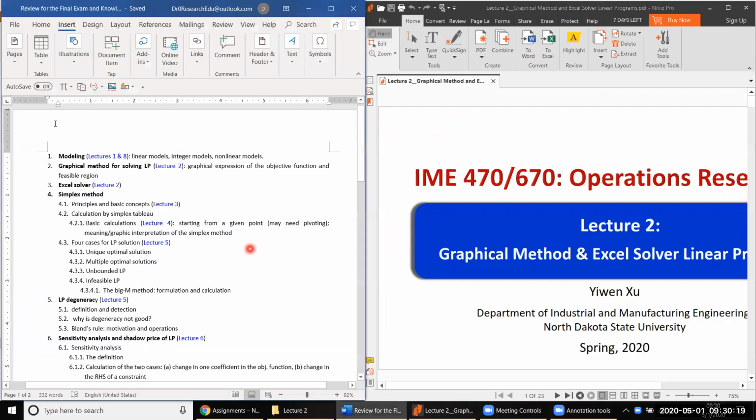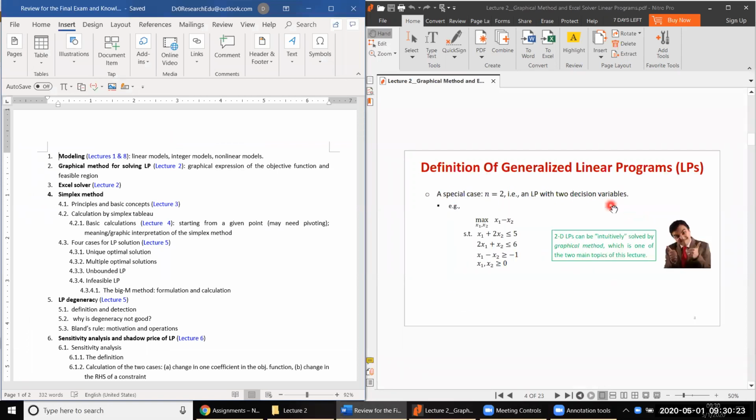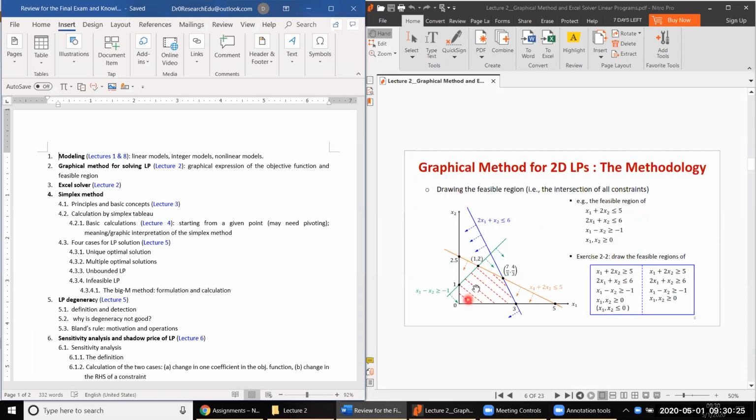The graphical method for solving LP. And remember, for the graphical method, we have what? We have the feasible region, which is the intersection of all constraints.